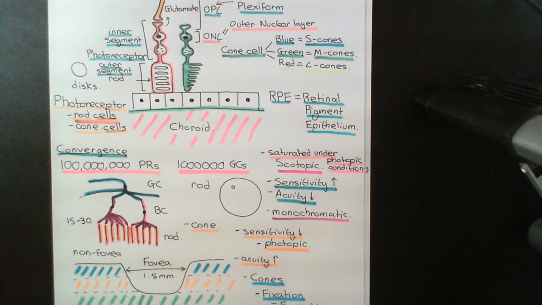In the next video we'll talk about the cone photoreceptor system, and we'll then talk about where the ganglion cells are actually going to send their axons, and the optic nerve, optic chiasm, and we'll start the central visual pathways.